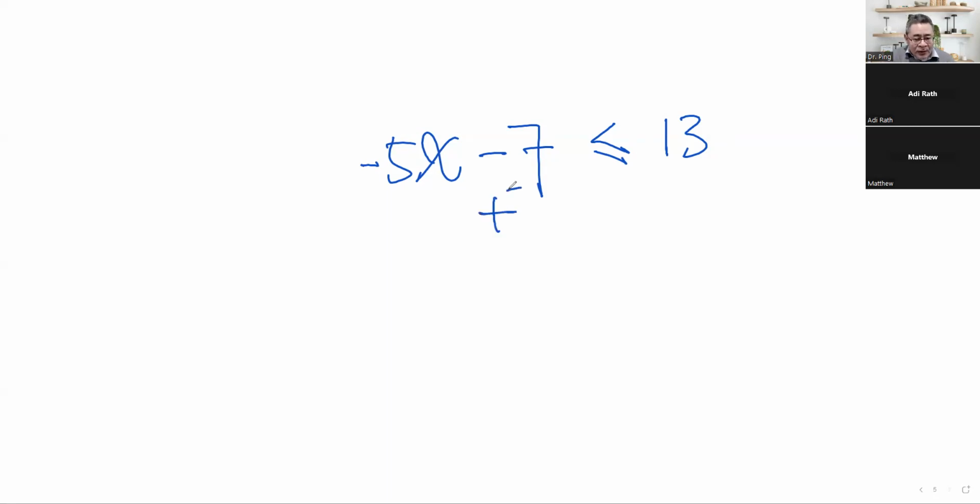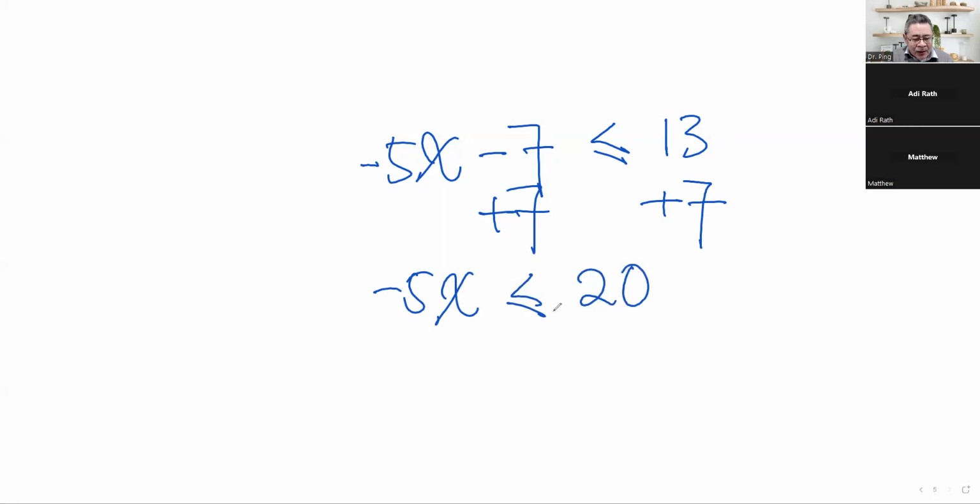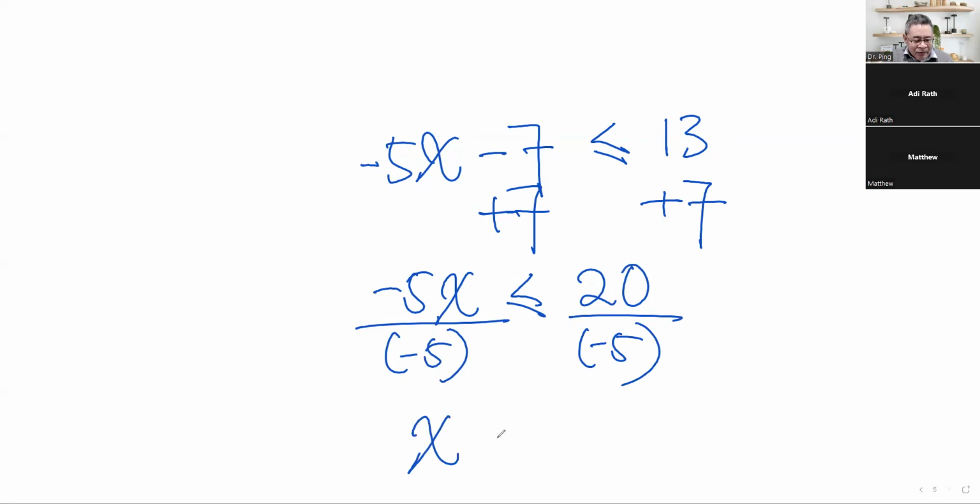Okay, so add 7. Then we get -5x is less than or equal to 20. Then we divide by -5. Now on this side, x, we have to flip it, so greater than or equal to. And this side will be -4, because positive divided by negative is negative. Okay, we're good on this one.